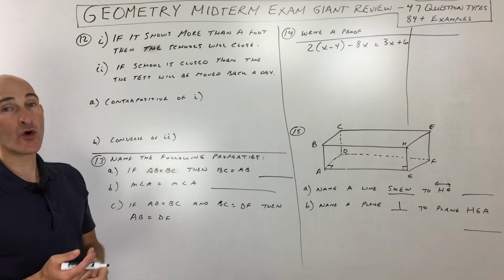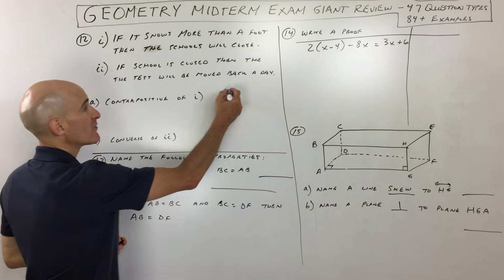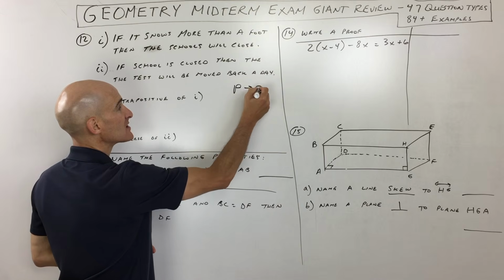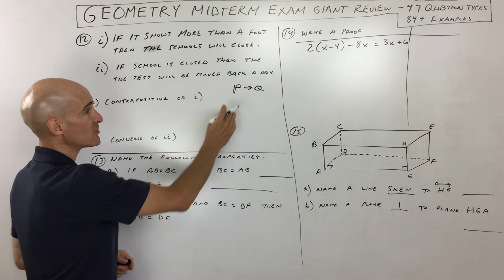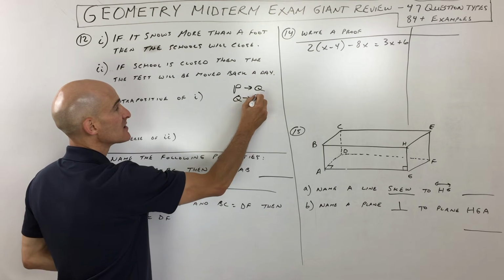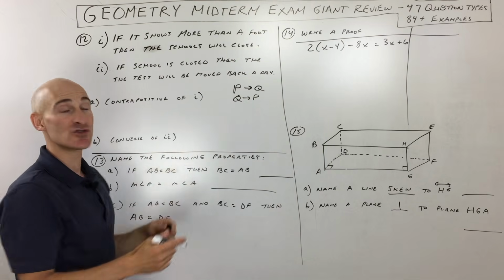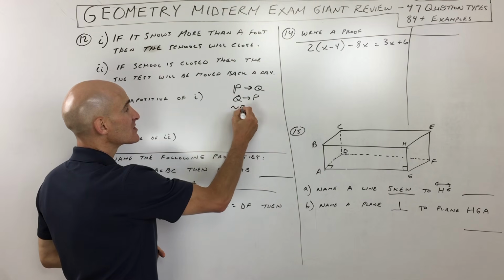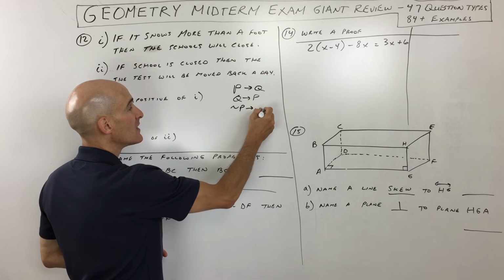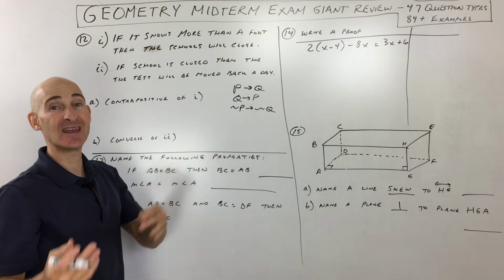So what we want to go through really quick here are the different types of statements. We've got a conditional statement, which looks like this: if P, then Q, right? So this is the hypothesis, this is the conclusion. The converse is like this. You reverse them, if Q, then P, right? So it's like saying it backwards or in reverse. And then the inverse is where you negate the hypothesis and the conclusion, but you keep them in the same order. That's called the inverse.